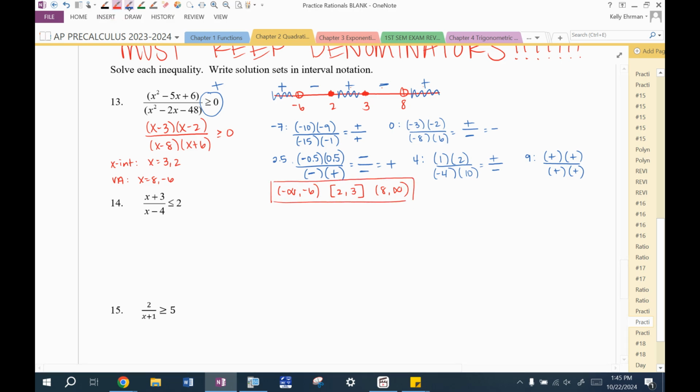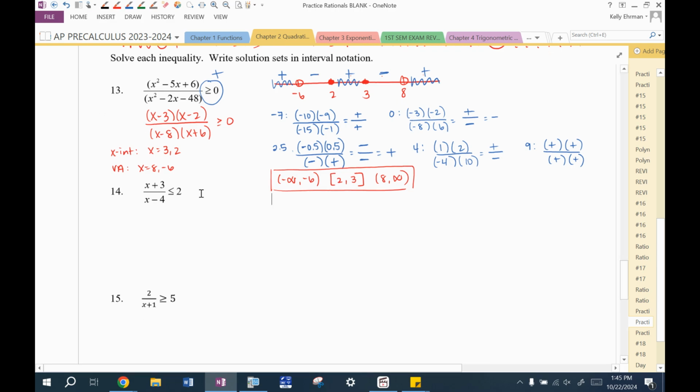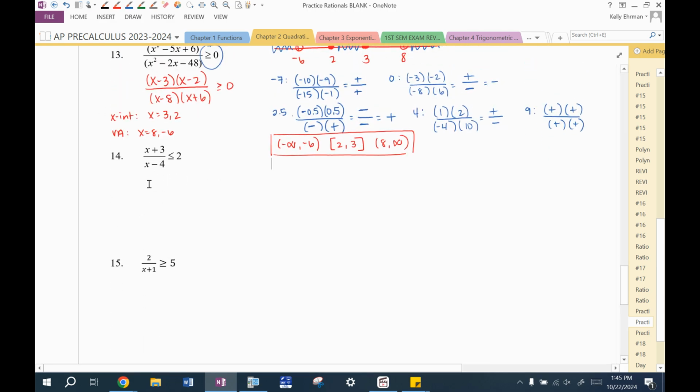All right. For number 14, again, I cannot multiply x minus 4 to this side. What I need to do instead is subtract 2 to begin with. You always want your rational inequality to be compared to 0, just like we did with polynomials. Get a common denominator. So this whole thing needs to be over x minus 4, which means the minus 2 will get multiplied by x minus 4.